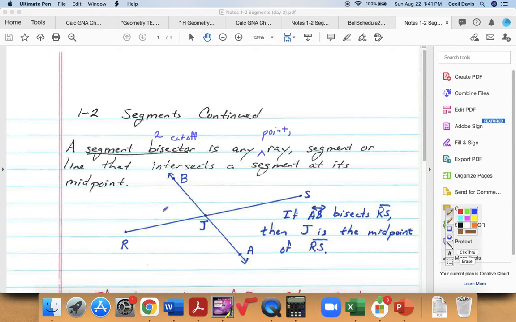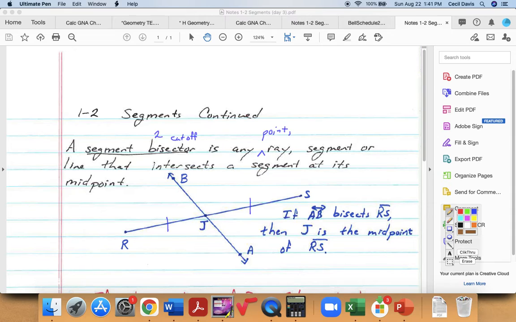So here, RS is the segment that is being bisected, and line AB is the bisector. So that means that J is the midpoint of RS. And if J is the midpoint of RS, we know that these two segments are congruent to one another. And if these two segments are congruent to each other, we know that they have equal length.